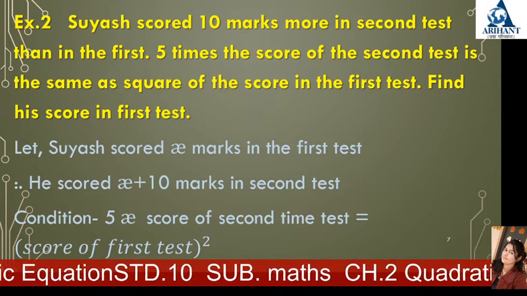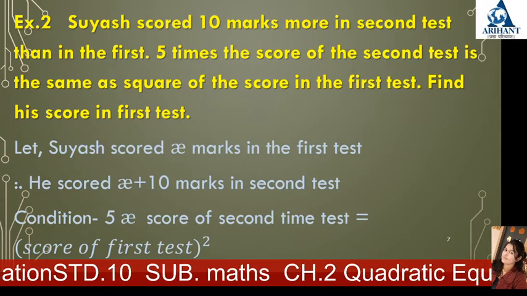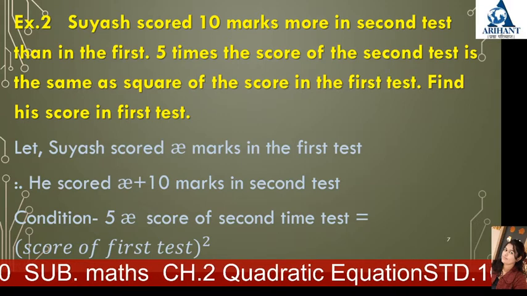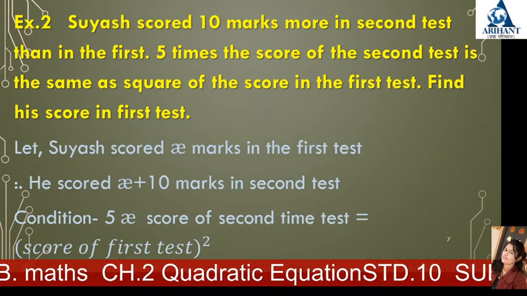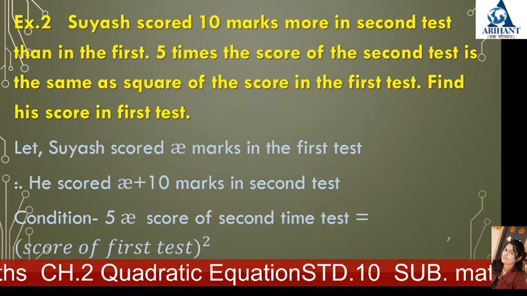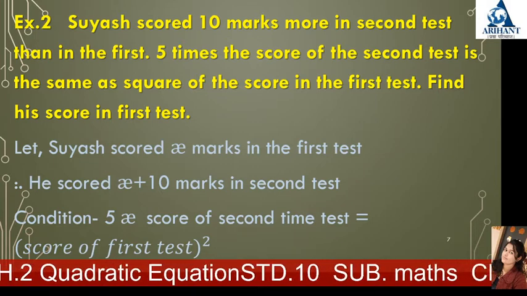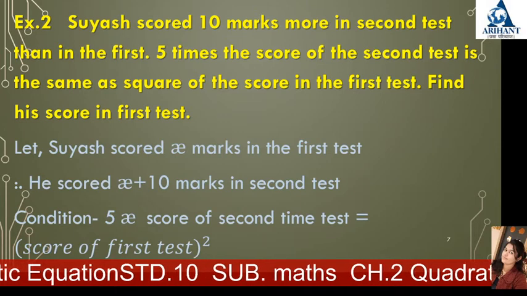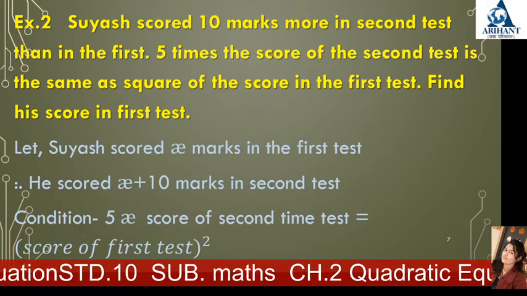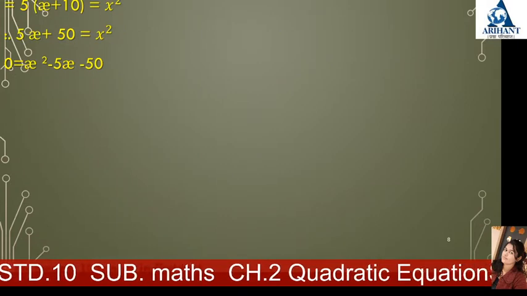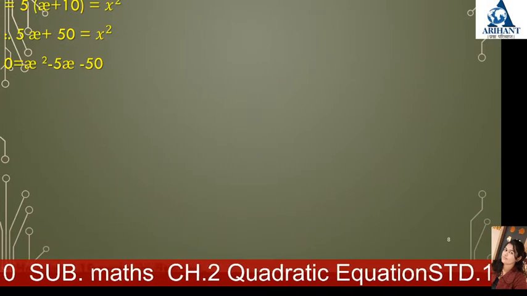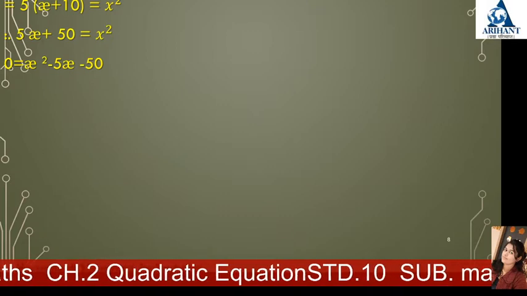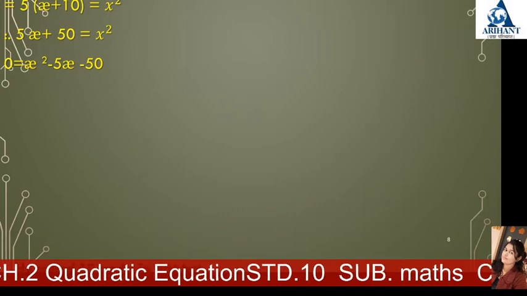5 times the score of the second test, that is 5 into (x plus 10), is equal to the square of the score of the first test, that is x square. So next step, let's simplify, let's put values. That is 5 into bracket x plus 10 is equal to x square. So therefore 5x plus 50 is equal to x square.